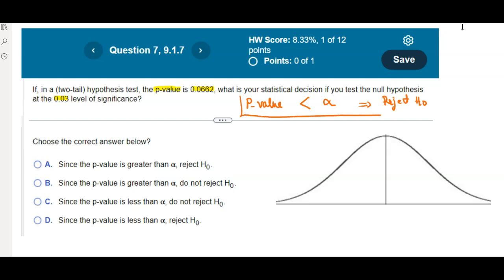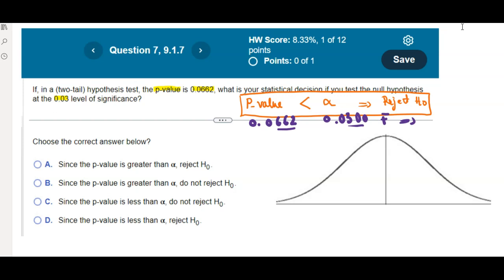So I'm going to keep only one formula, and now we're just going to place the values and figure out whether it's true or false. The p-value here is 0.0662 and the alpha value is 0.03. If you have confusion comparing them, just make them four digits each. So here 300, here 662. Is it true or false? Obviously this is false. Because this is a false statement, we do not reject.